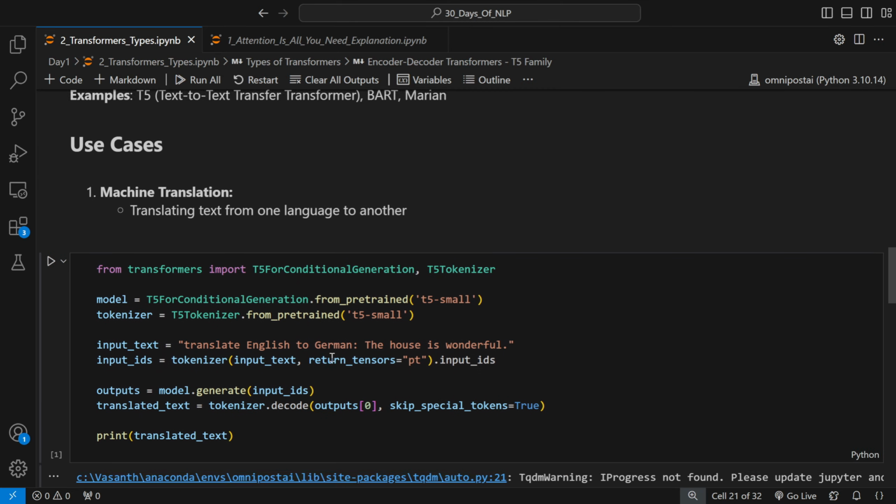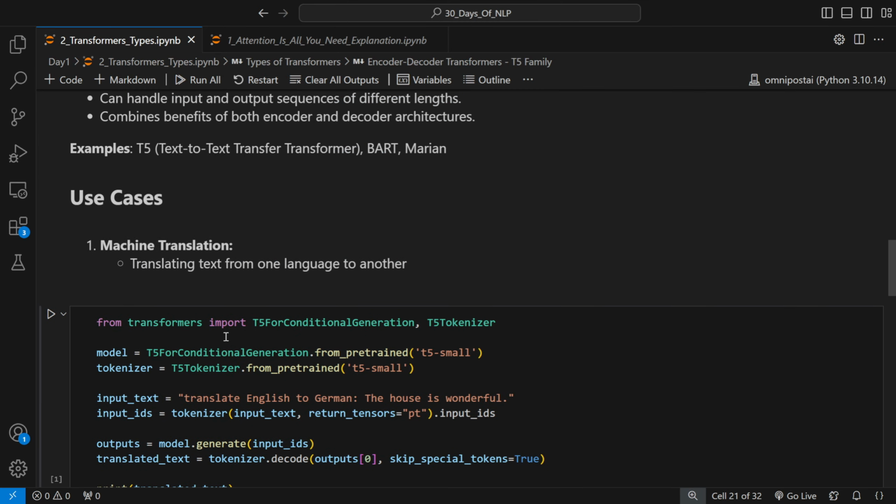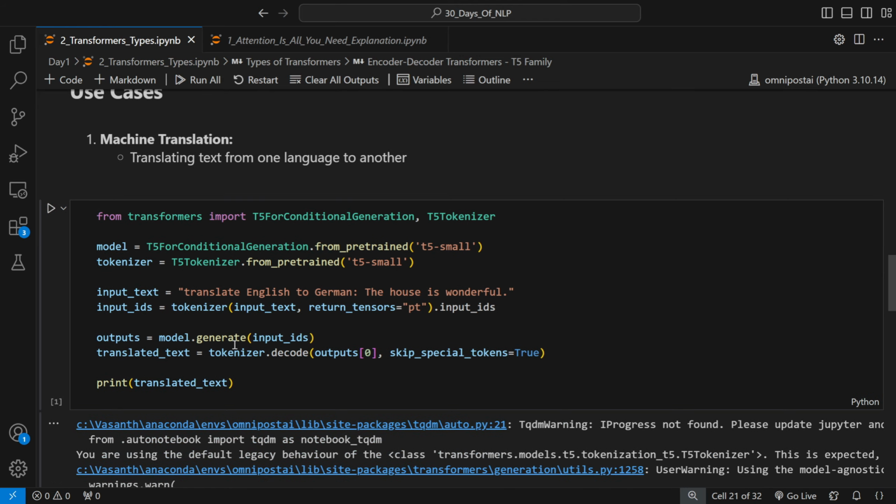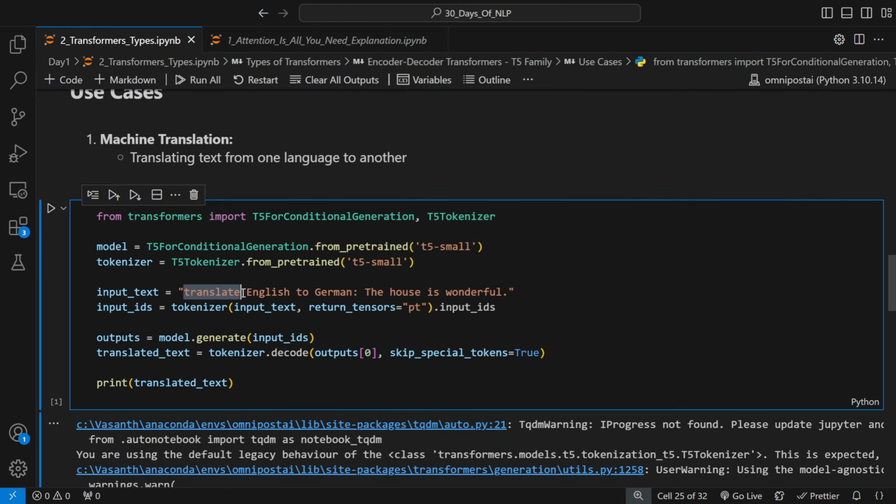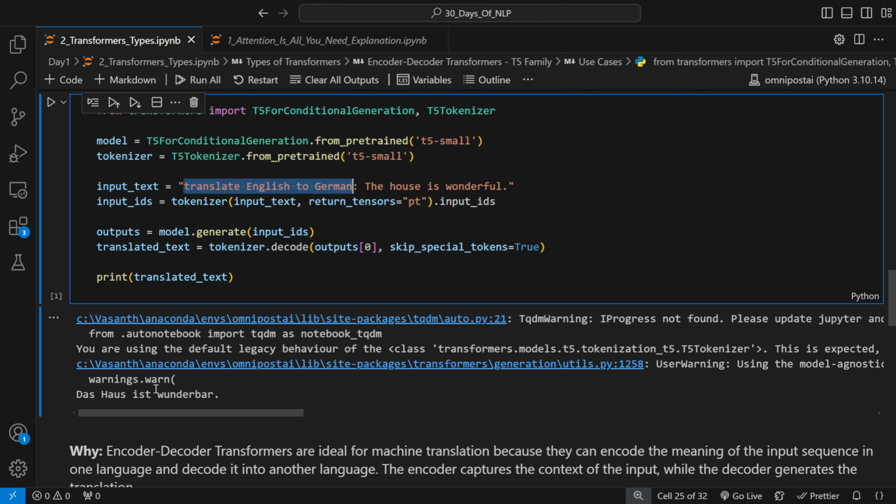The use cases are, you can do machine translation there. So here is an example. I translated English to German. The house is wonderful, and it became Das Haus ist wunderbar. Sorry if my German is not that good.